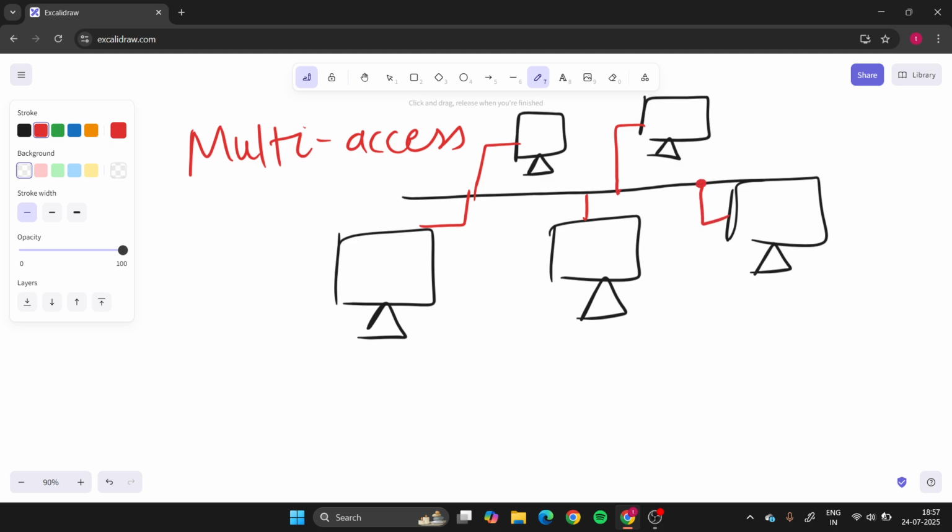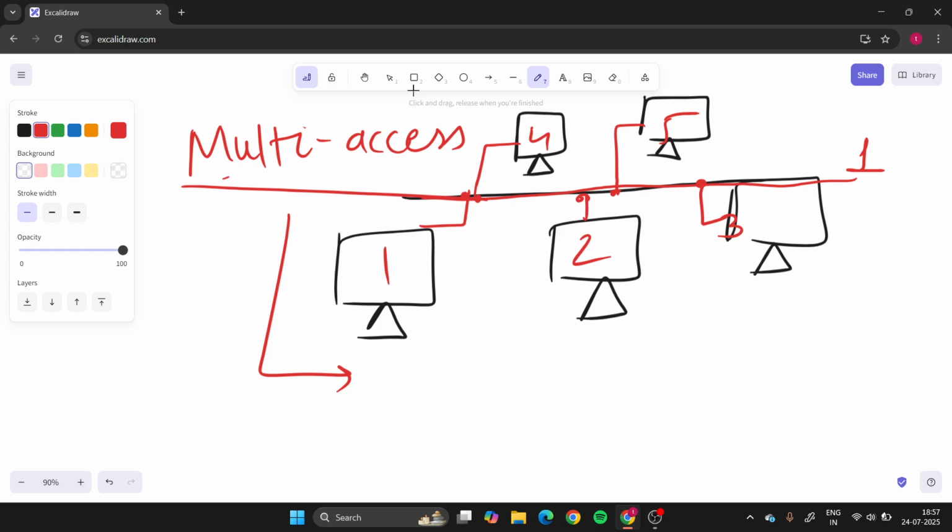So multiple devices are accessing the same communication medium simultaneously, and this is essential in network environments where devices share the same bandwidth. So this is one communication medium, but there are so many devices. There are like one, two, three, four, five. So five devices are accessing one communication medium simultaneously. So that is basically what multi-access is. This happens in Ethernet.